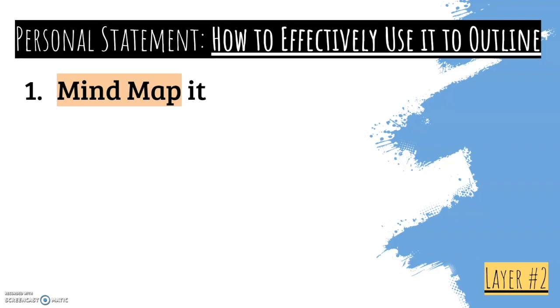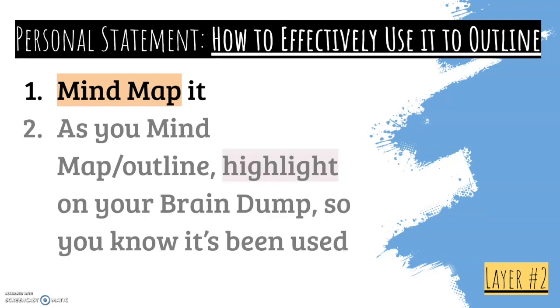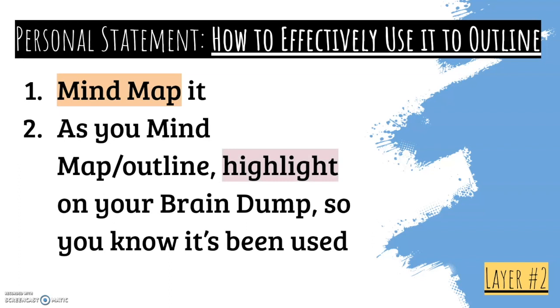What I really suggest doing is sitting down with a mind map, and as you mind map, have your brain dump out as well. You're skimming over it. Anytime you add an idea over to your mind map, highlight on your brain dump that you have included this idea. That way you don't end up being repetitive. You might also start to see the ideas that you consistently use. This is a really effective technique. I use this not just when I write personal statements, but when I write for everything. That highlighting and annotating is really helpful.